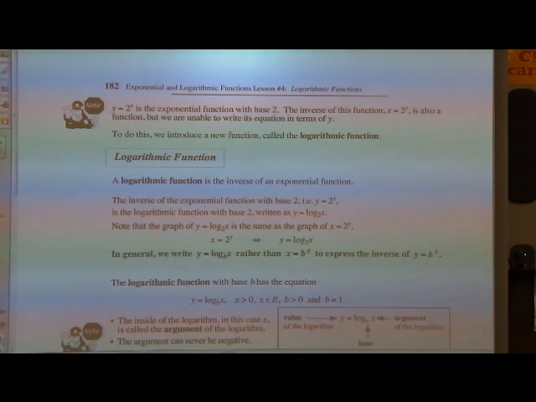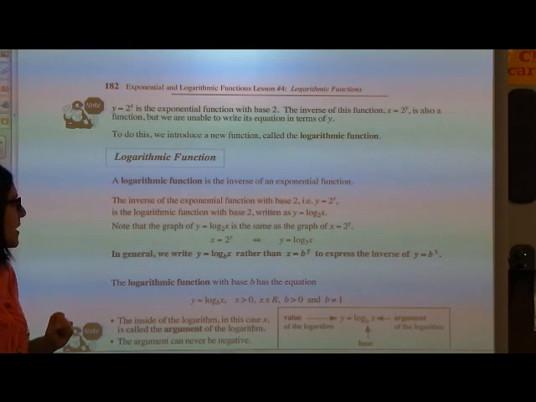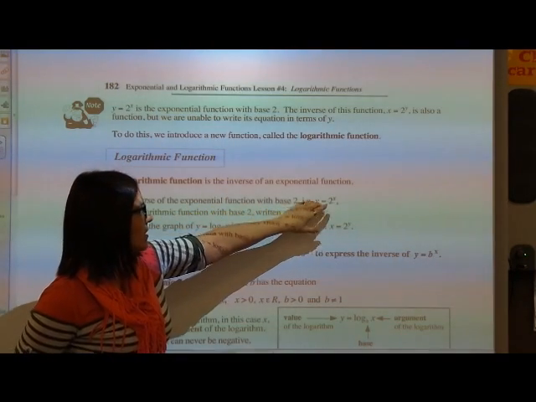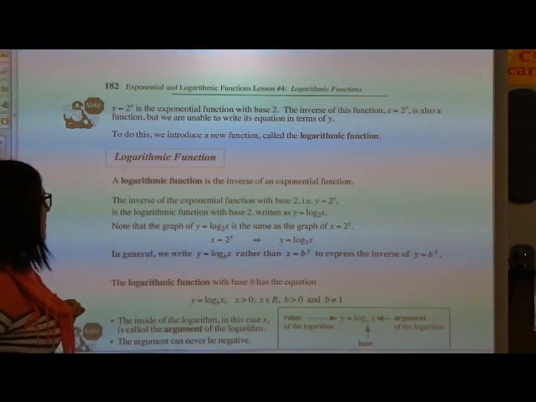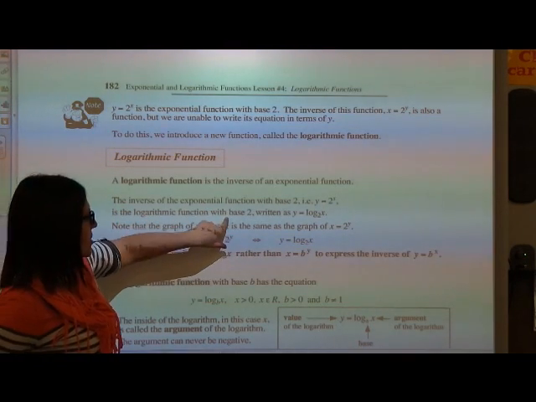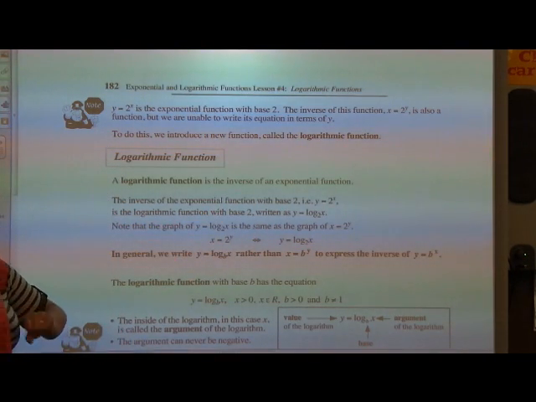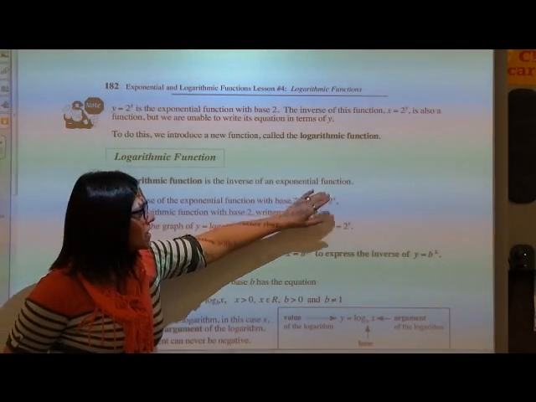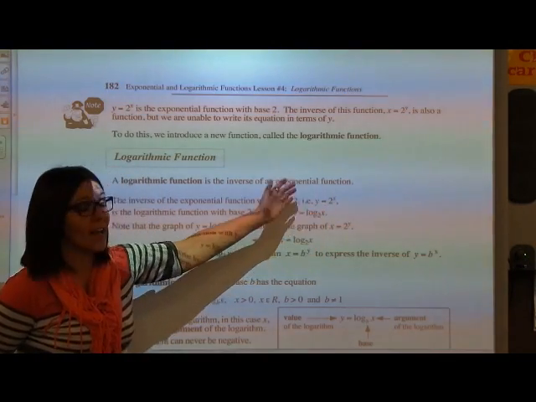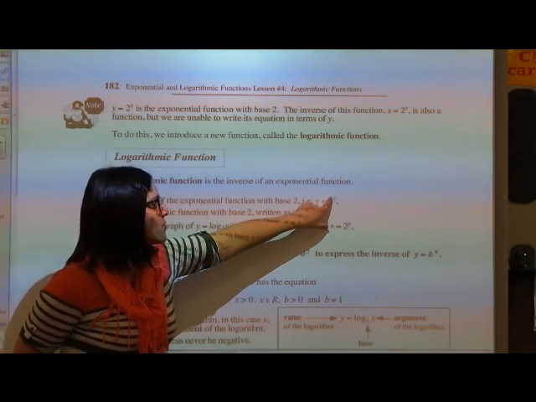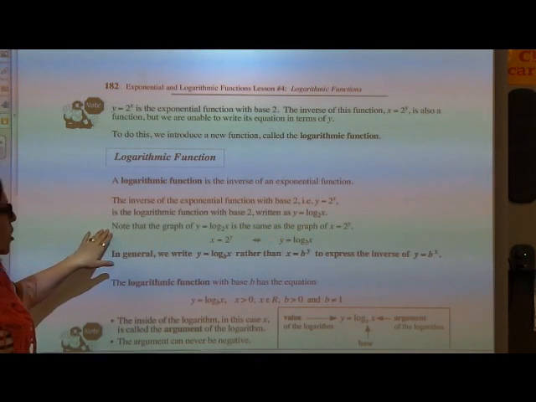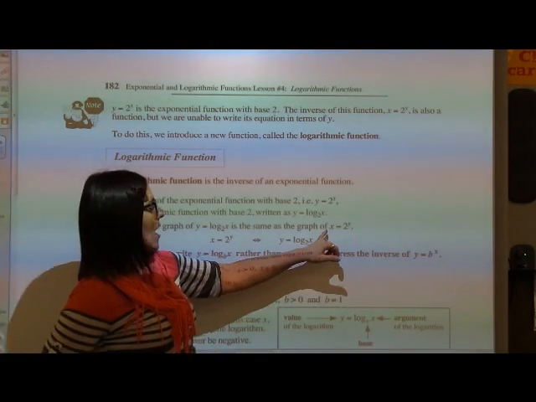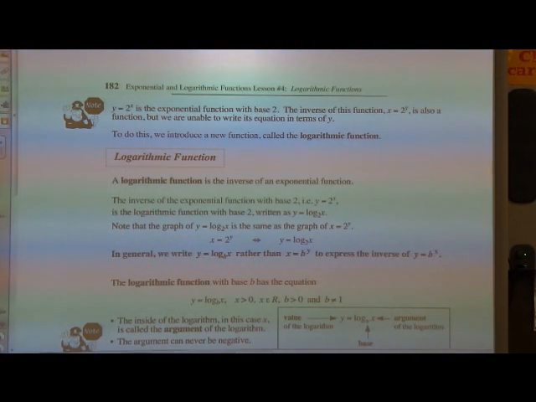So a logarithmic function is simply the inverse of an exponential function. So the inverse of an exponential function with a base of 2, in other words, y equals 2 to the power of x, becomes a logarithmic function that also has a base of 2. And we write it as y equals log base 2 of x. So in an exponential and a logarithmic function, the bases remain the same. So note that the graph of y equals log base 2 of x is the same as the graph of x equals 2 to the power of y.